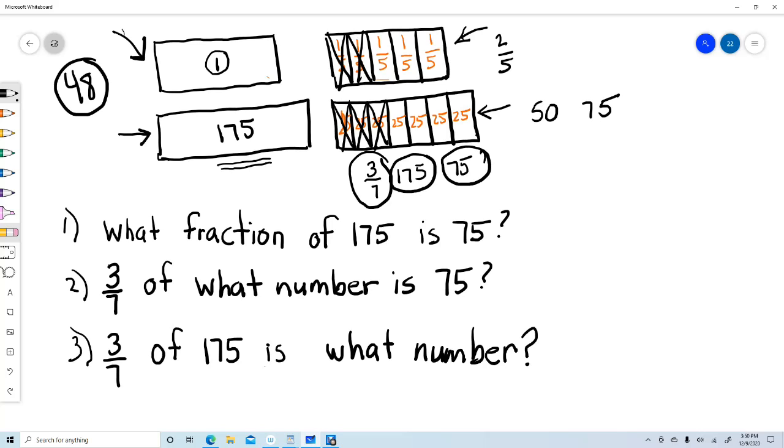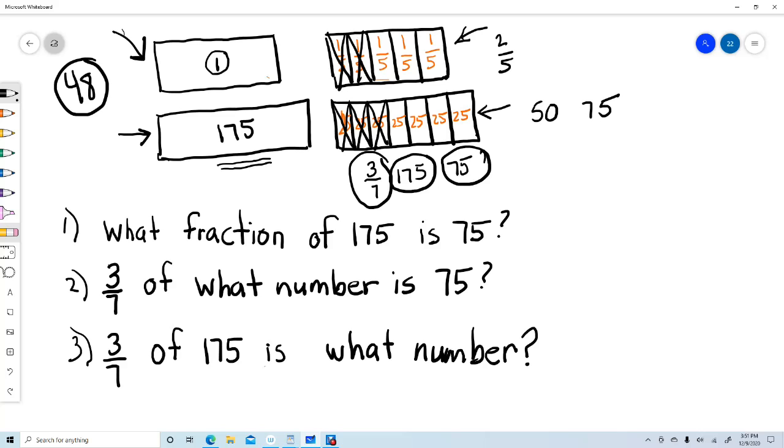So I have examples down here of what these are going to look like in your practice problems. They may say something like, what fraction of 175 is 75? Or they might say, 3/7 of what number is 75? Or the third way they'll phrase it is, 3/7 of 175 is what number? So the hardest part is reading the word problem and making it into an equation you can solve. That's actually the most important part. It should be fairly easy after that.